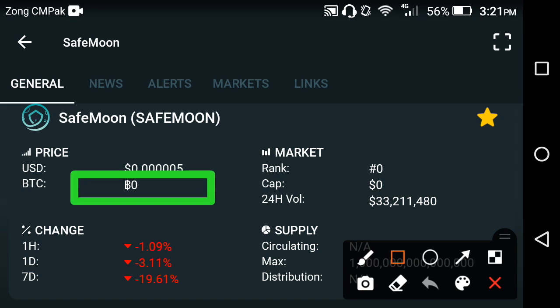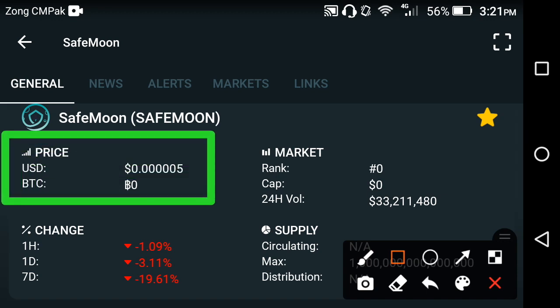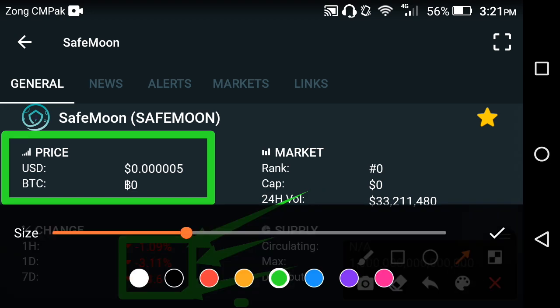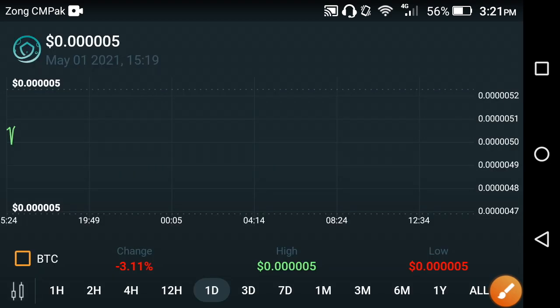Now if you look at the price change in the Safemoon coin, the current price of Safemoon coin is about 0.000005 USD at this time, friends. And if you look at the price change in the Safemoon coin, the change over the last one day, the last 1 hour, the last 1 week is negative, friends. That means the previous period of Safemoon has gone wrong, friends. Only falls occurred in the Safemoon coin in the previous days, friends.